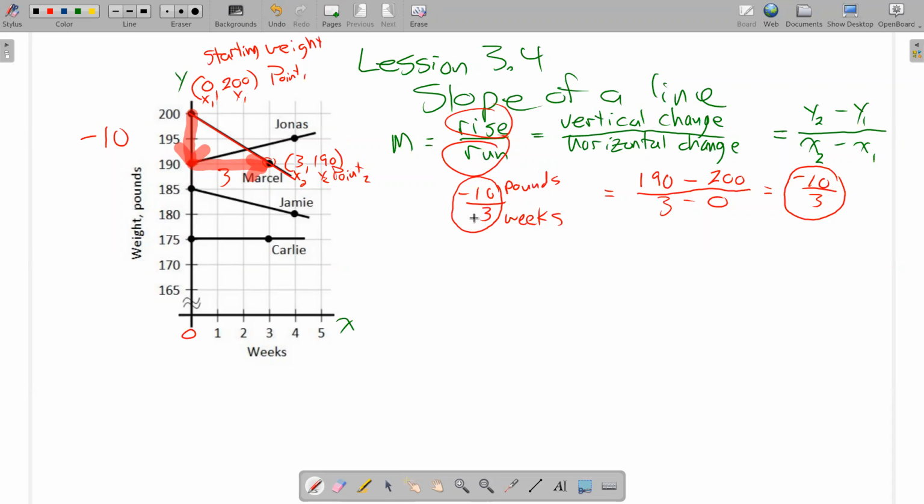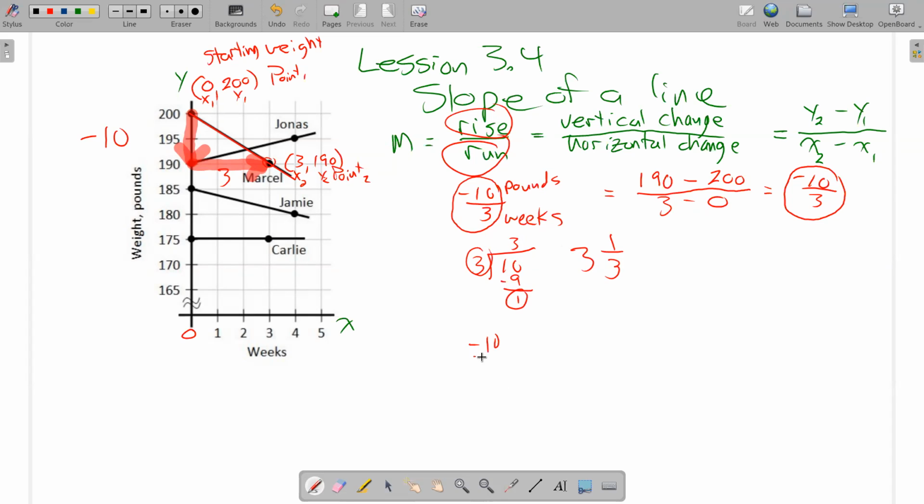Can 10/3 be reduced? The answer is no, because 3 does not go into 10 evenly. However, I can divide and get a remainder, right? So I can say 3 goes into 10, do a little division, how many times? Well, 3 times 3 is 9. Subtract and I get a 1. So I can see that 3 goes into 10 3 whole times with 1 out of 3 left over.